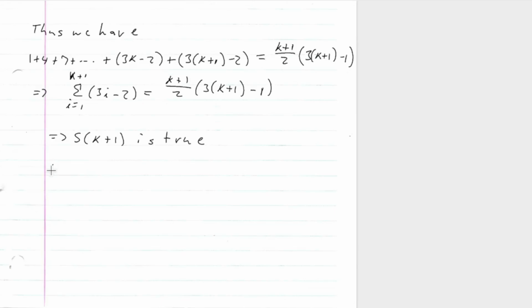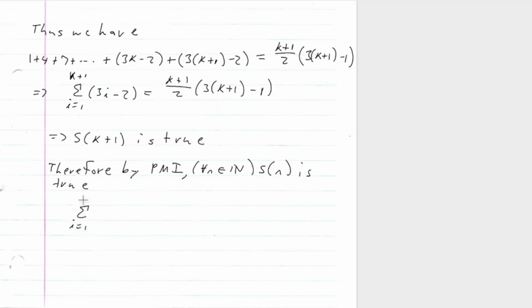So therefore, by the principle of mathematical induction, for every n contained in the natural numbers, so for any natural number n, S of n is true. Hence, essentially what we wanted to show, right? That the sum from 1 to n of this series, or sequence, 3i minus 2, is equal to n over 2 times 3n minus 1. And that is the proof using the principle of mathematical induction.